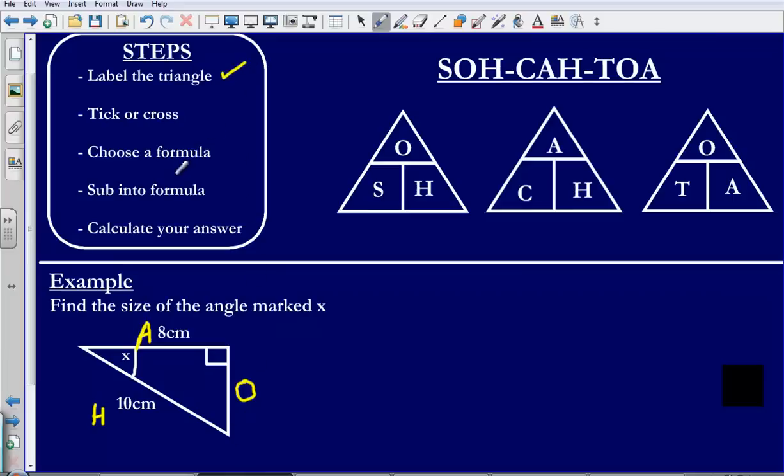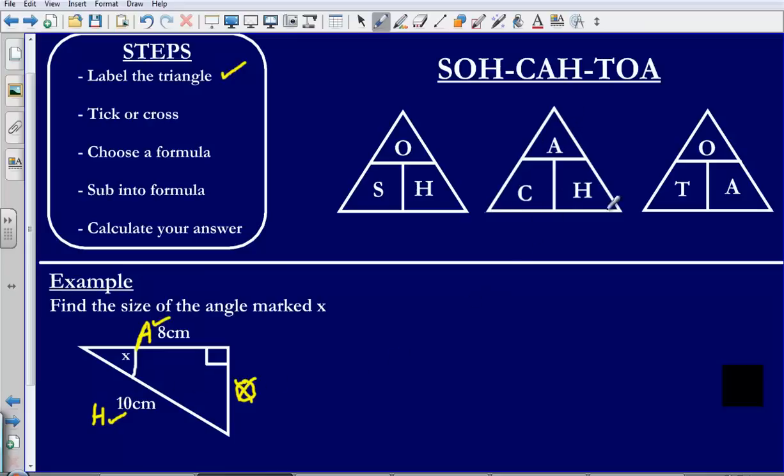We then need to tick or cross. So what this means is we tick the sides which have something next to them, so the sides which are important to us. What sides do we know something about? Well, we've got the 10 next to the hypotenuse, we've got the 8 next to the adjacent. So we tick those 2 sides. The opposite has got nothing next to it, so we can cross that out. So it's the adjacent and the hypotenuse which are important to us.